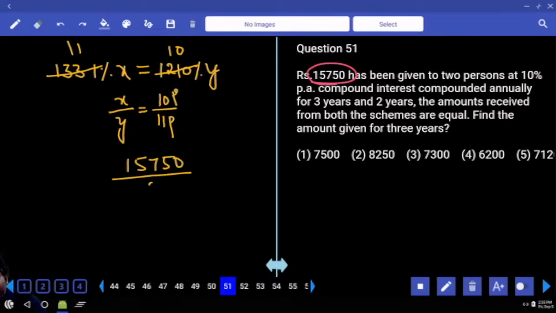15,750 divided into 21 parts. One part is this much. And look at the question. What is that? Principal in first case or the second case? 3 years. 3 years is first one only. How many parts is that? Into how many zeros are coming? 2 zeros. In denominator you have 21.